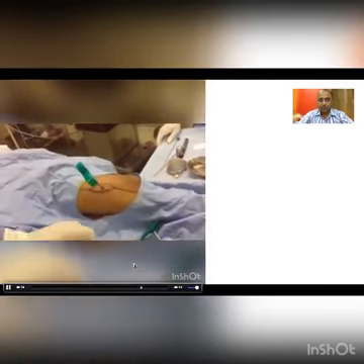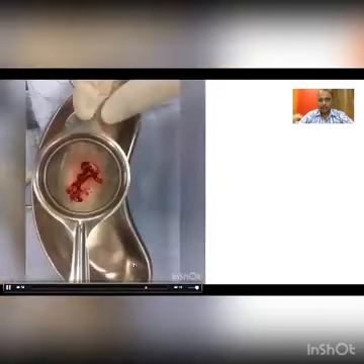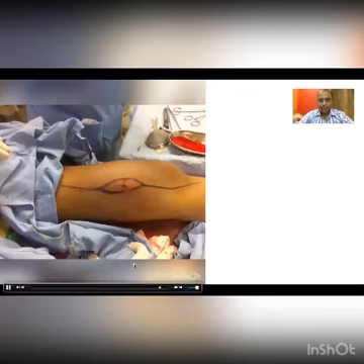These will be sent to the pathologist, and the pathologist will examine all the material. So this is how the material is collected and sent to the pathologist. Single suture is taken. So thank you very much for your patient listening.